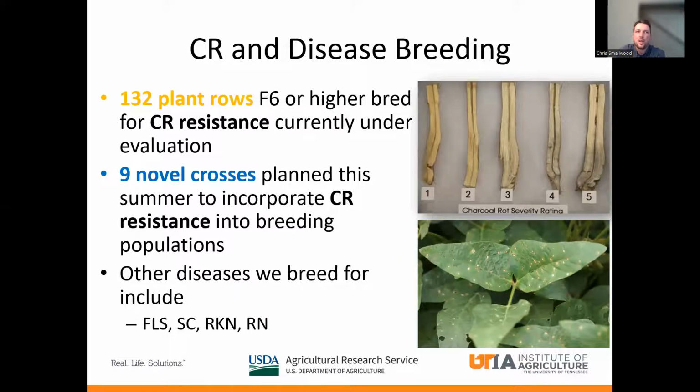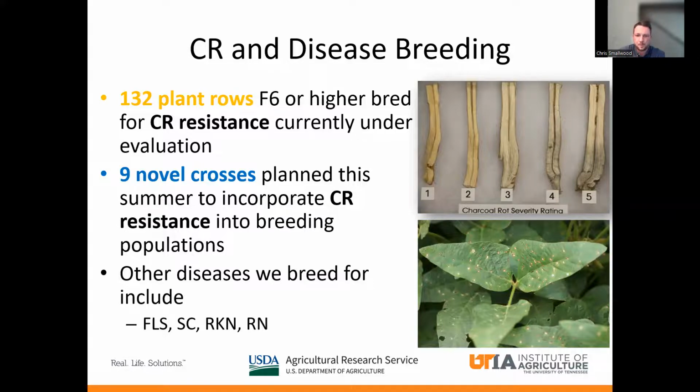So I do want to emphasize that we have been working with Alamu Mengistu, the USDA pathologist in Jackson, Tennessee, who screens varieties for charcoal rot. We have used this approach and chosen parents and developed populations with the goal of breeding for charcoal rot resistance. Presently we have 132 plant rows, F6 or higher, bred for charcoal rot resistance, which are currently under evaluation. They've advanced through the soybean breeding pipeline, and we are looking at seeing if we can identify some lines that may contain resistance. We have also planned for 9 novel crosses this summer with the goal of incorporating charcoal rot resistance into breeding populations.